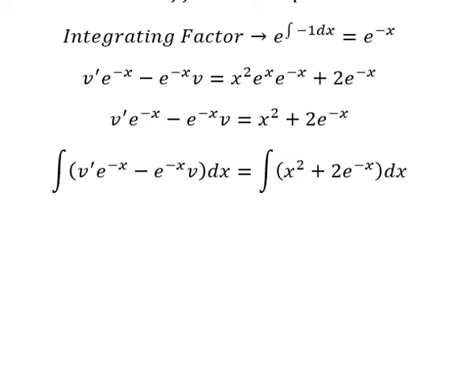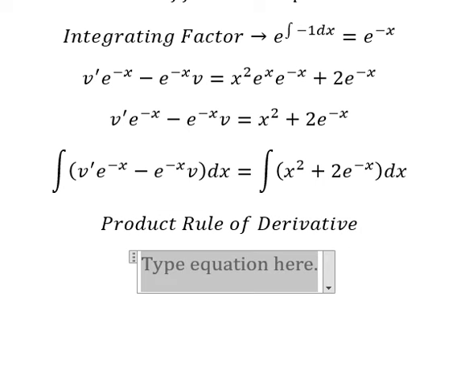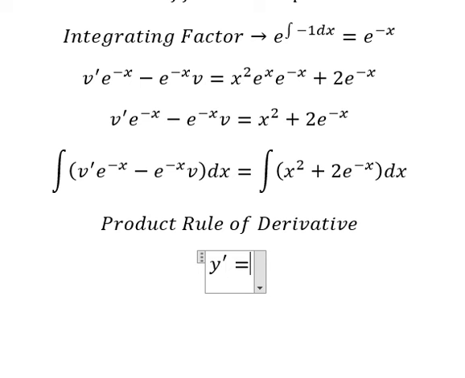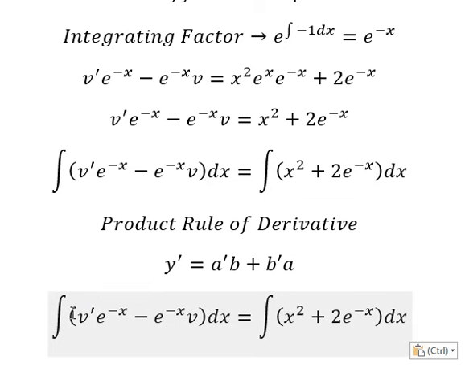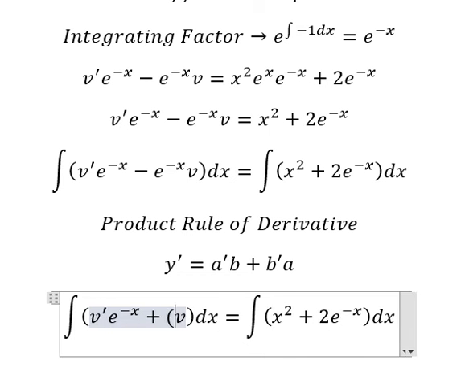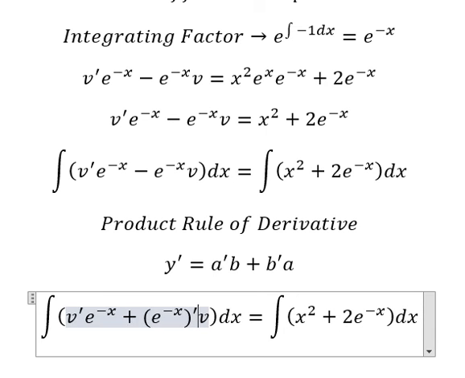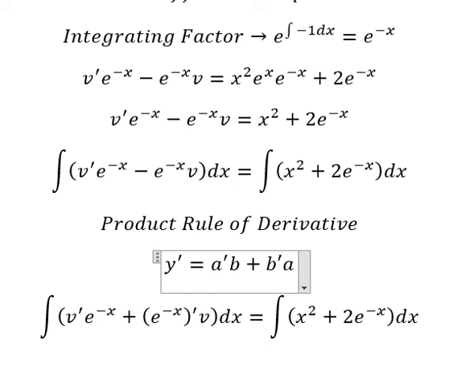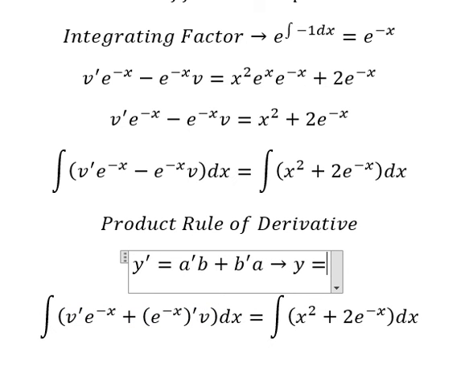So we need to use the product rule of the derivative. We have the first derivative of y equals the first derivative of a multiplied by b plus the first derivative of b multiplied by a. So the first derivative of a multiplied by b, this one is the first derivative of b multiplied by a. So the integration of this one is y equals ab.